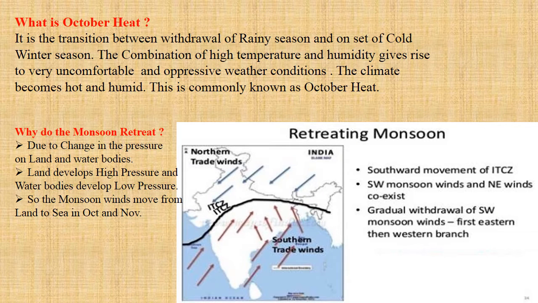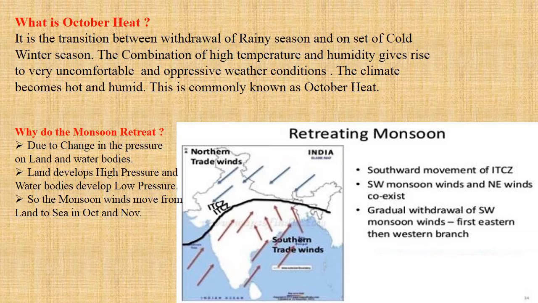Now let's see what October heat is. Children, this October heat is the transition period between the rainy season going out of our country and the cold winter season coming into our country. During this transition period, we have a sudden rise in temperature and humidity in the atmosphere. We feel very uncomfortable and oppressive during this month, and that's the reason this month is commonly known as October heat. The climate becomes hot and humid in this month.